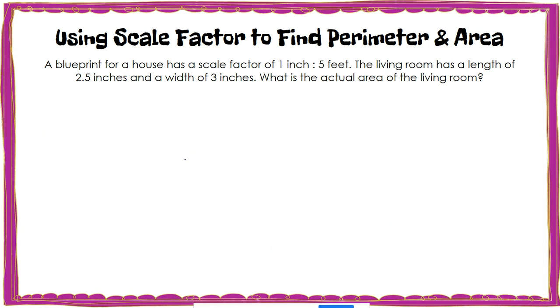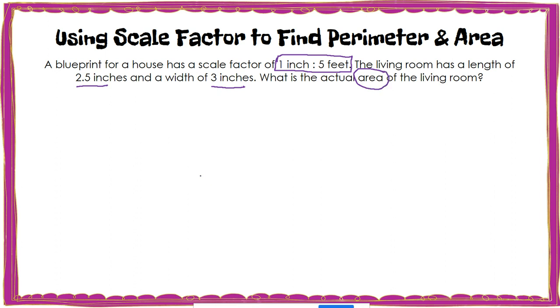This problem says that we have a blueprint for a house. That blueprint uses a scale factor of 1 inch to 5 feet. This means that every inch on my blueprint represents 5 feet in real life. On my blueprint, the living room has a length of 2.5 inches and a width of 3 inches. We want to find the actual area of the living room.